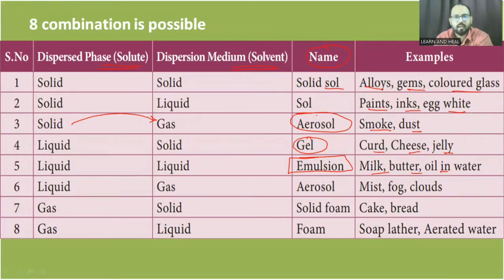Liquid in gas is again aerosol: mist, fog, cloud. Gas in solid is solid foam: cake, bread, etc. Gas in liquid is foam: soft lather, aerated water, soft drinks, soda bottle. In a soda bottle there is liquid water, and we dissolve carbon dioxide in it, you have seen that. When you open a soda bottle, bubbles come out, because it is packed under very high pressure.